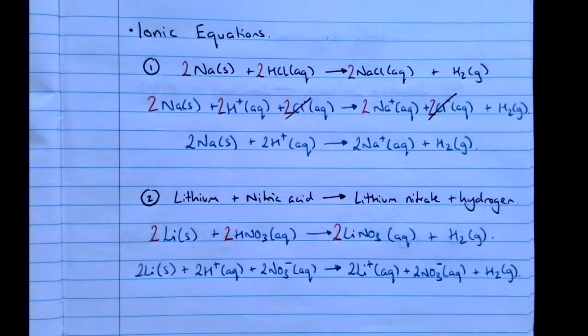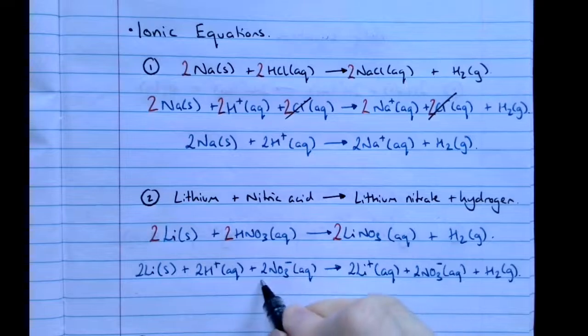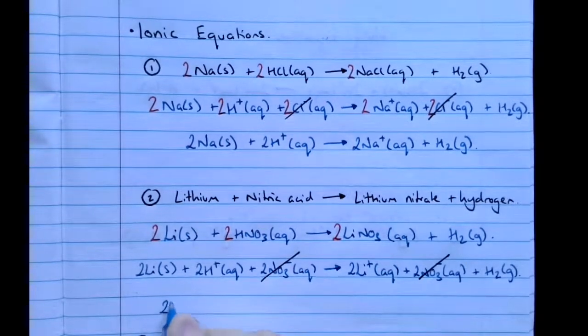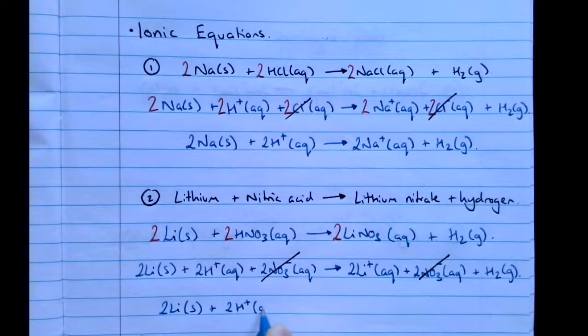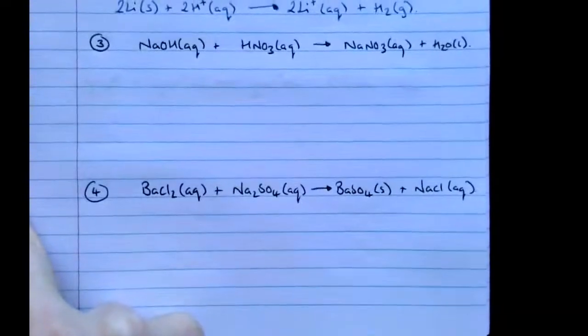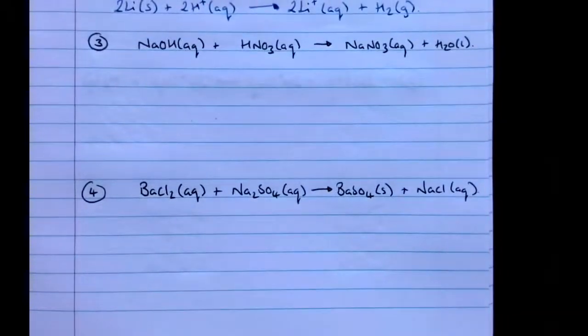Now I need to decide which are my spectator ions. I can see that I've got nitrates on both sides, so I get rid of those. And now I can write out 2Li solid plus 2H plus AQ will give me 2Li plus AQ plus H2 gas. Excellent. Okay, so I've got down here 2 more that you need to have a go at. Okay, see you in the next video.